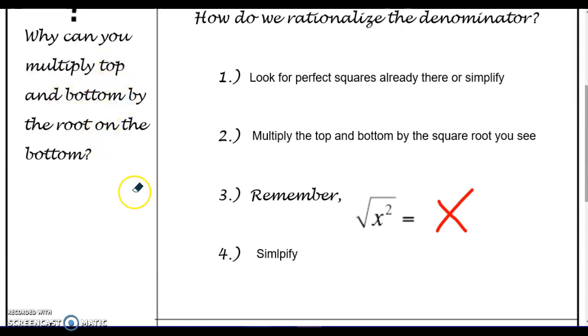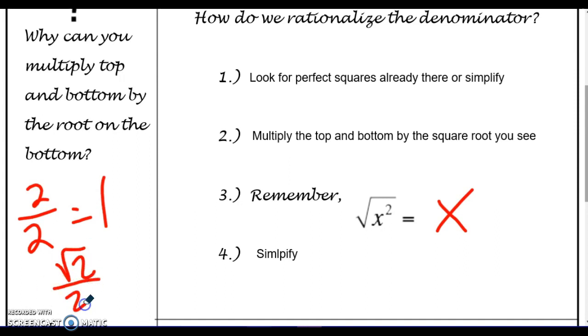Why can you multiply the top and bottom by the root on the bottom? Well, basically what happens is, if I multiply by 2 over 2, that's the same as multiplying by 1, which doesn't really change the value. So if I do the square root of 2 over the square root of 2, that's still, anything divided by itself is 1. So in multiplying by 1, I'm not changing the value of my original fraction.